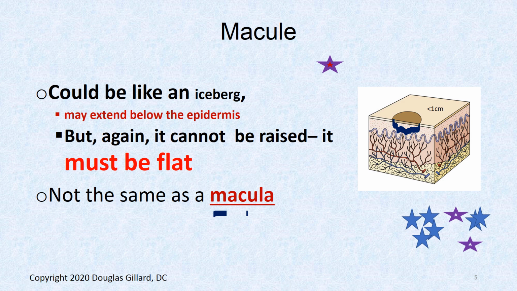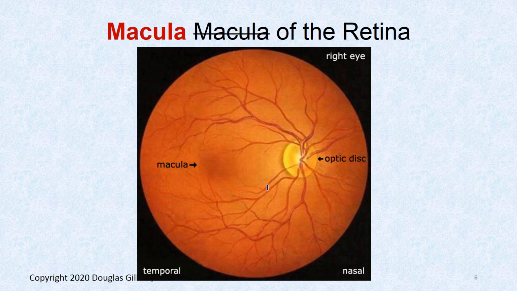Watch out for this. I've tricked you before on the test and wrote the word macula. This is not a macula. This is a macule, like a mule. Macula, of course, is the center of the retina. The fovea centralis would be right inside of that, so that's the most accurate part of vision. So don't get those confused.